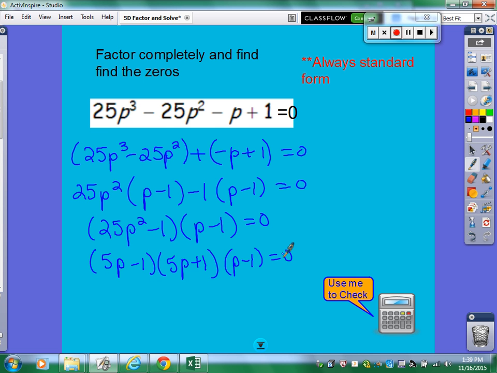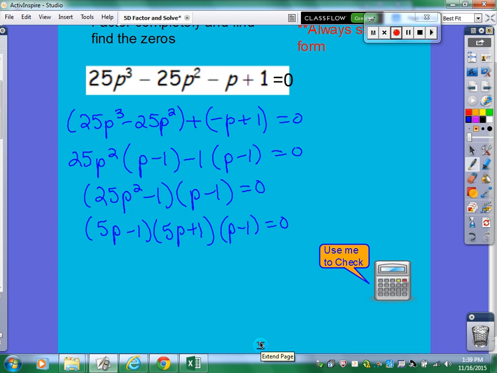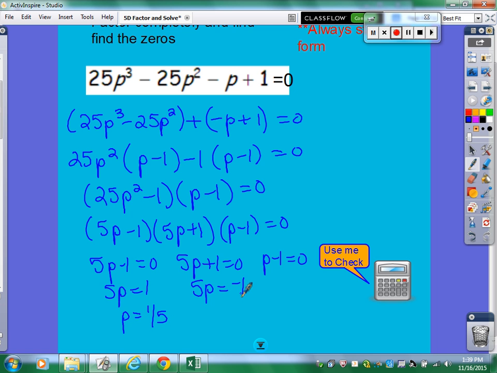Now let's solve. We're still going to use that zero product property, so we're going to set each factor equal to 0, and in this case solve for p. So this is going to be 5p equals 1, p is equal to 1/5. 5p is equal to -1, p is equal to -1/5, and then finally p is equal to 1. All right, so let's make a set of our answers here. We got -1/5, 1/5, and 1.